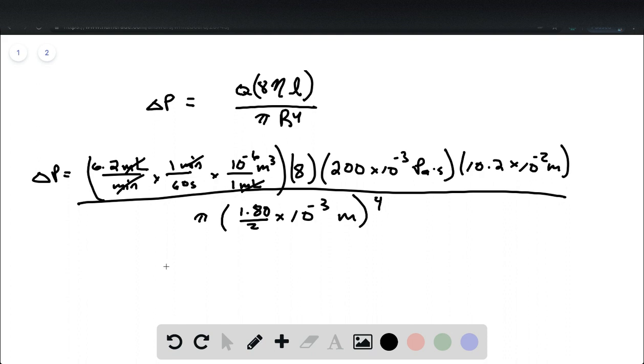So we can plug all of these numbers into a calculator. You'll have a meter to the fourth up here, with this meter cubed times meter, and we can cancel out the seconds. So we'll get an answer in pascals, which is a Newton per meter squared. When you plug all this into a calculator, you get about 8,200 pascals as the pressure difference required for this flow rate through this tube for this oil at this certain viscosity.